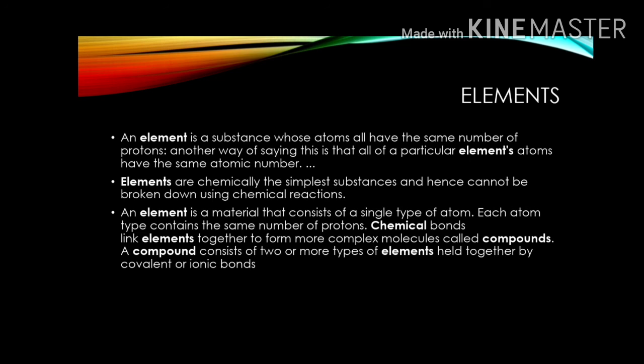What is an element? An element is a substance whose atoms all have the same number of protons, and they cannot be broken down once they are formed. They are material which consists of a single type of element and each atom contains the same number of protons. Then compounds consist of 2 or more types of elements held together by bonds.